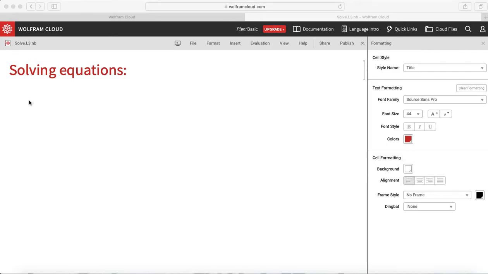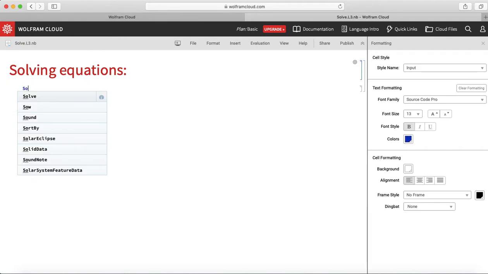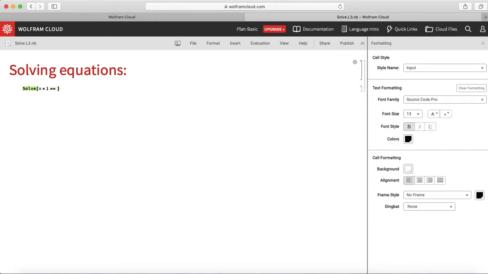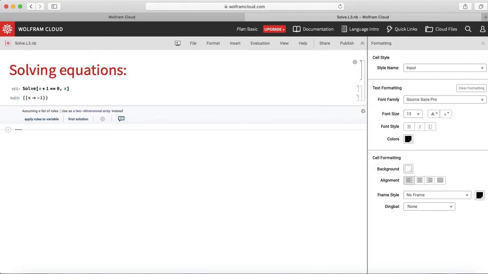So let us all start with a very simple equation. I will make a new cell and then I will write Solve. I would like to solve x plus 1 is equal to 0, you have to write it with two equal signs, and then I would like to solve this equation for x. What would I get? x goes to minus 1.